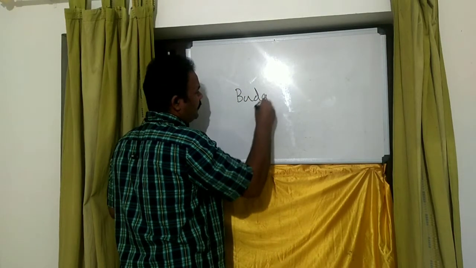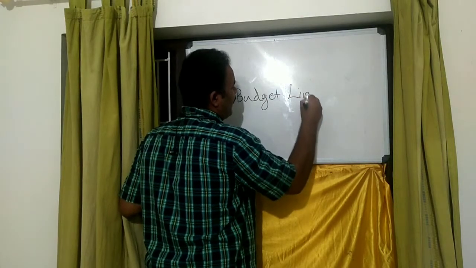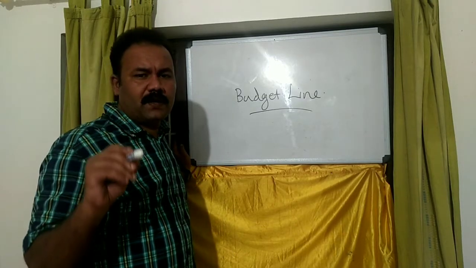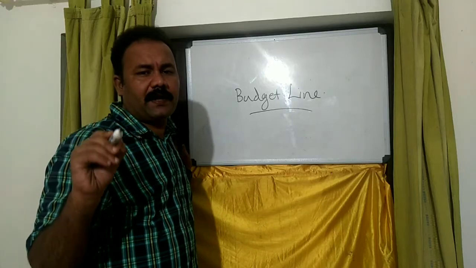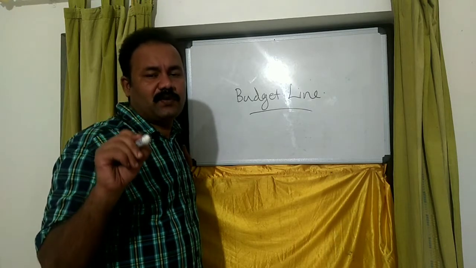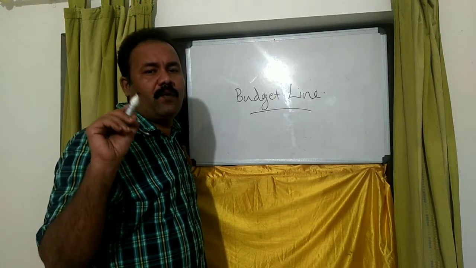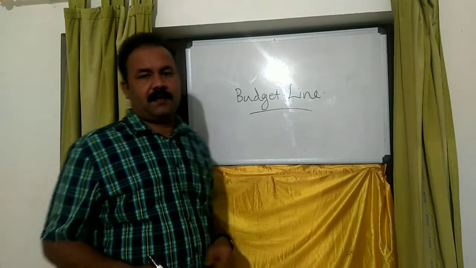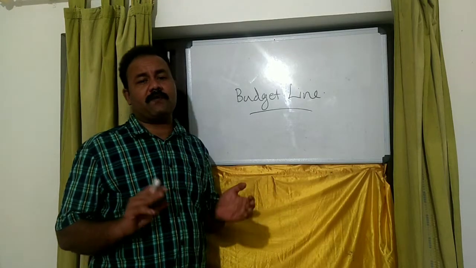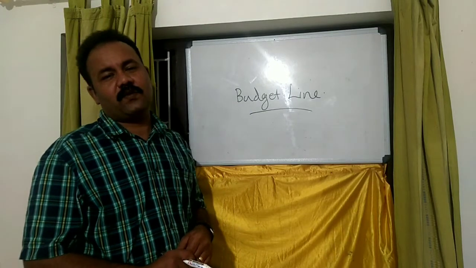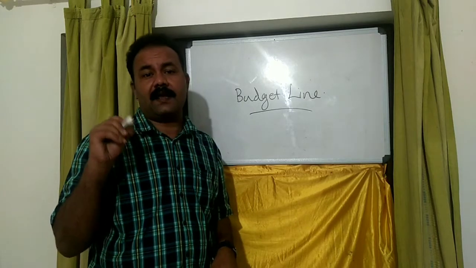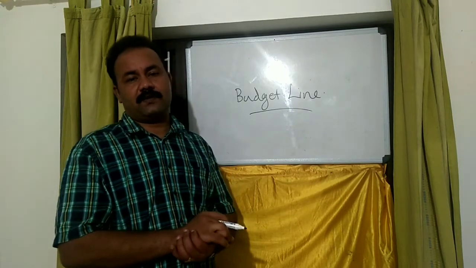The next topic we want to discuss, that is budget line. Then what is budget line? Budget line represents the locus of points of combinations of good 1 and good 2 which cost exactly equal to the budget of the consumer or income of the consumer. Here, budget line is a curve which represents the locus of points of combinations of two goods, that is good 1 and good 2, that cost exactly equal to the income of the consumer.